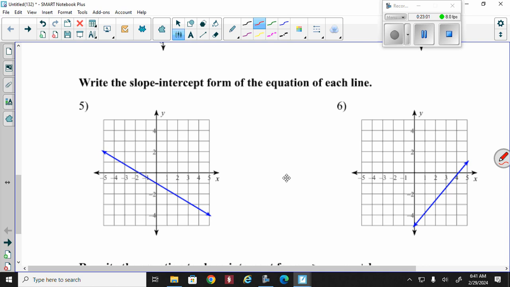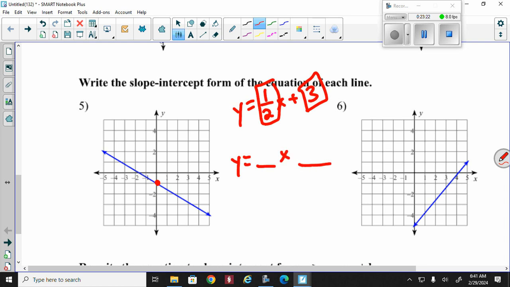All right, slope-intercept form. So again, I know my answer is going to look something like y is equal to 1 over 2x plus 3. So I need to find my slope and I need to find my y-intercept. Finding my y-intercept is super easy, literally. It's this right here, so that's negative 1. So I know it's y is equal to something x, and that second something was minus 1. So now I just need to find my slope. I'm just going to use this as point 1, and it actually works right here, point 2.